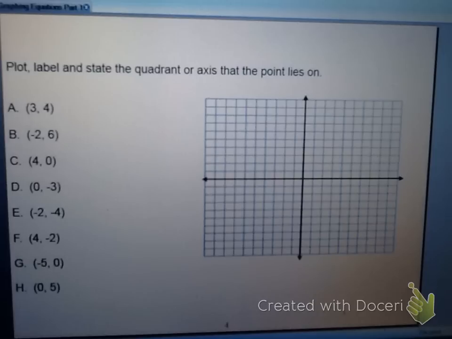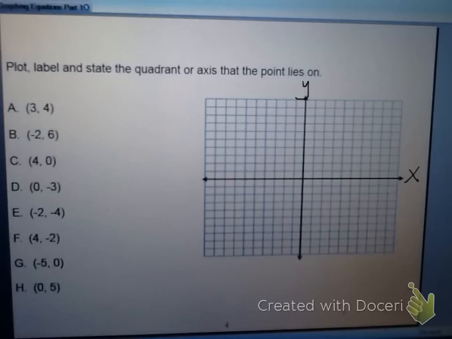Plot, label, and state the quadrant or axis that the point lies on. Okay, let me just talk about this. This is your x-axis. This is your y-axis. When you draw a coordinate plane with a straight edge, your ID is a perfect straight edge. You must do this on graph paper. Always label your x and y axis.